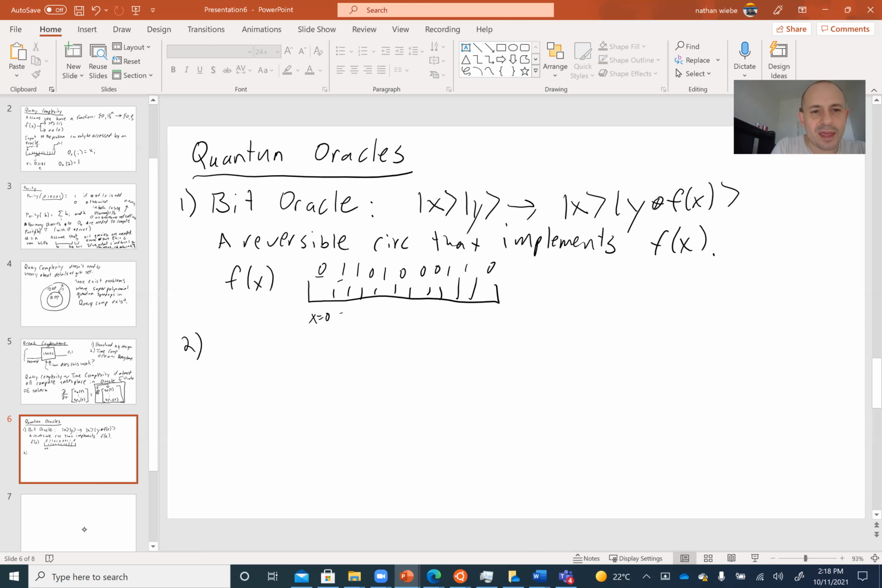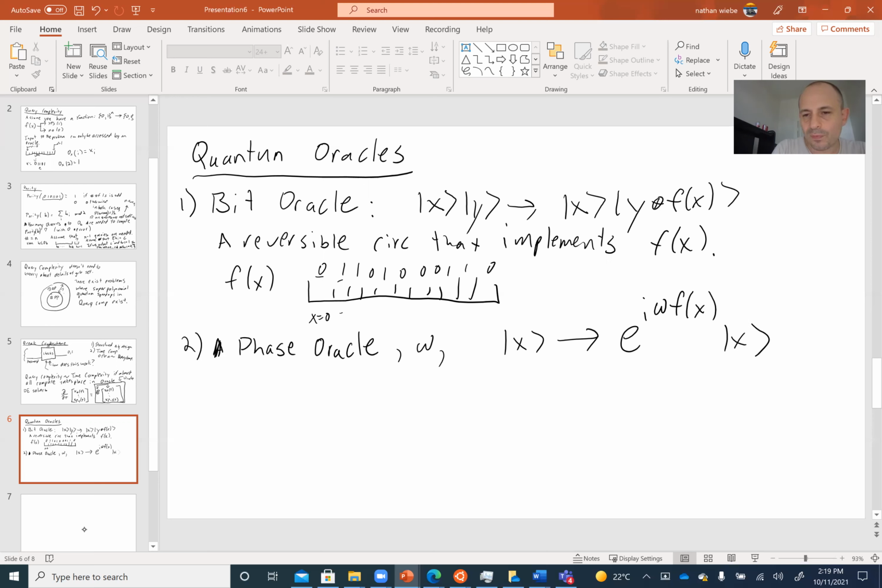The second is something that doesn't have a classical analog. This example is what we call a phase oracle. The way a phase oracle works is that, combined with some known constant omega that you choose beforehand, it will end up mapping x to e to the i omega f of x. So a phase oracle stores the value of the function in the phase of the input.